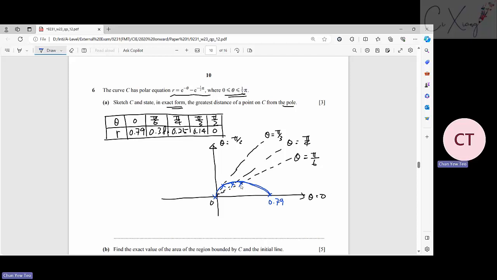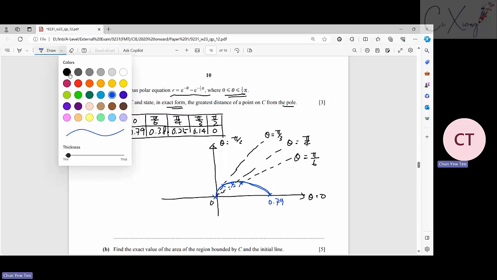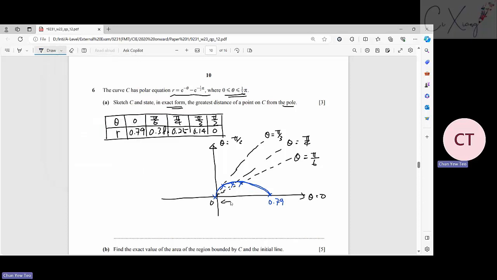Okay, so this will be the graph of the polar curve C. Then the furthest distance from the graph, of course, but they want the exact form. So the furthest distance, we can call it Rmax, is equal to e to the power of negative 0 minus e to the power of negative pi over 2. You can write it as 1 minus e to the power of negative pi over 2. Done. That will be the answer for part A.